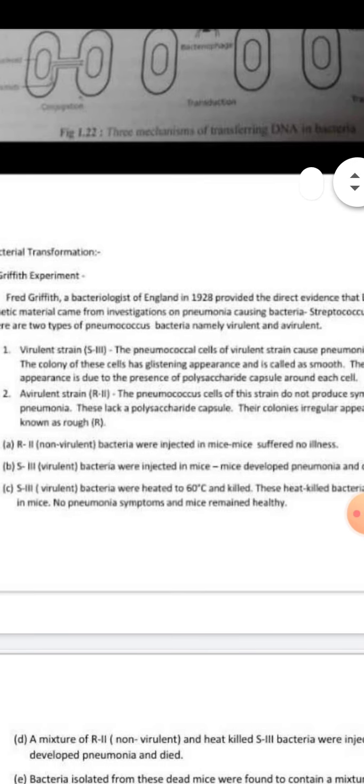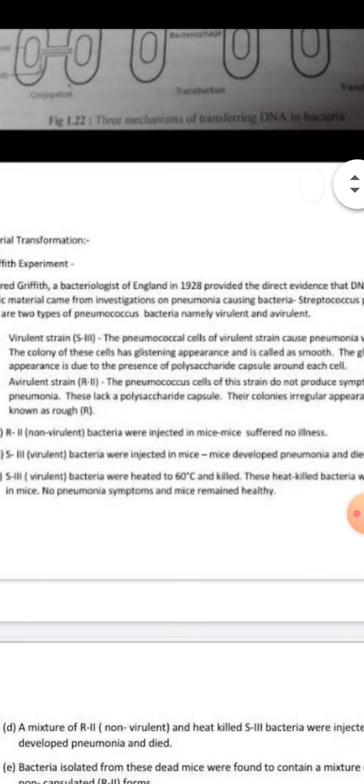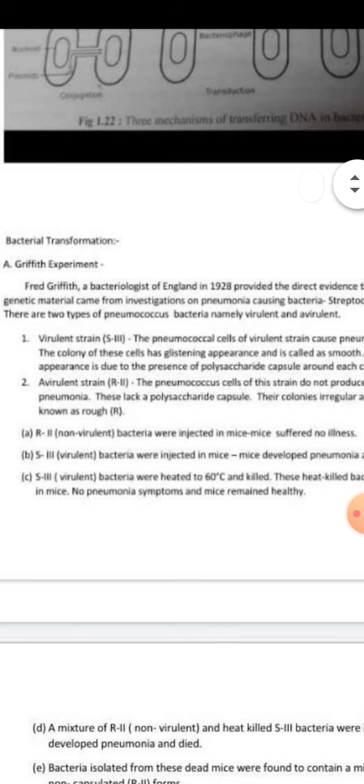In the case of the virulent strain, we have seen that they have a glistening appearance, so they are called the smooth virulent strain. The smooth appearance is due to the presence of a polysaccharide capsule around each cell. Whereas the pneumococcus cells of the avirulent strain do not show any symptoms of pneumonia. They also show the absence of a polysaccharide capsule, and their colonies are irregular shaped, so they are known as the rough strain, designated as capital R Roman 2.